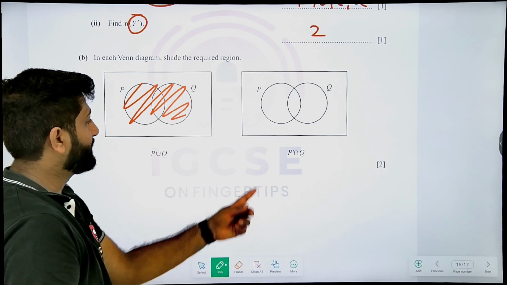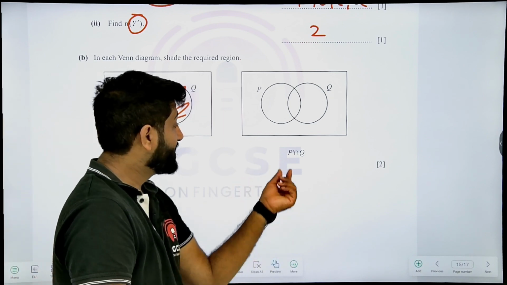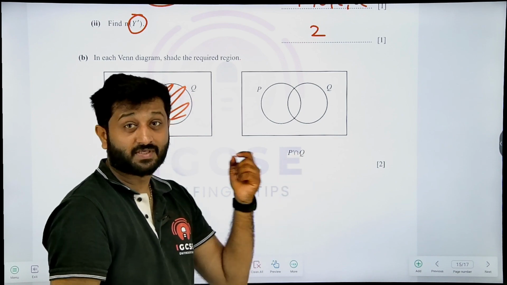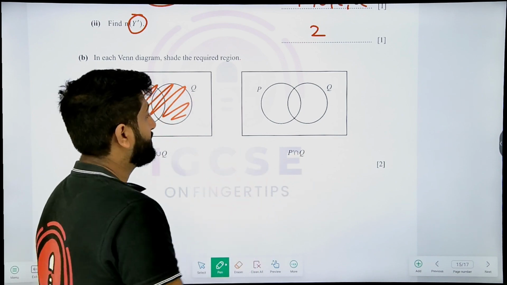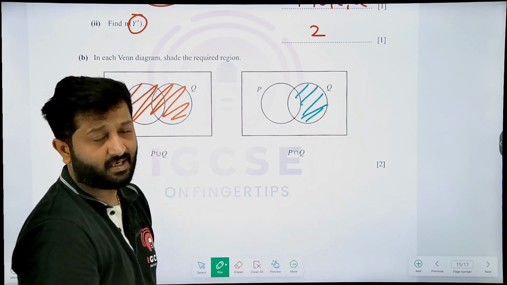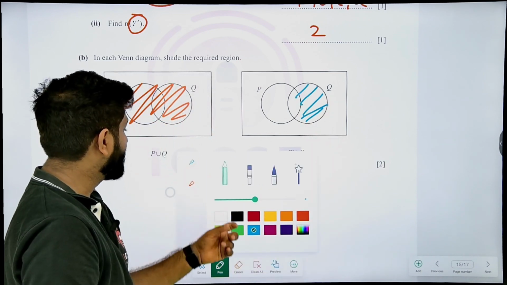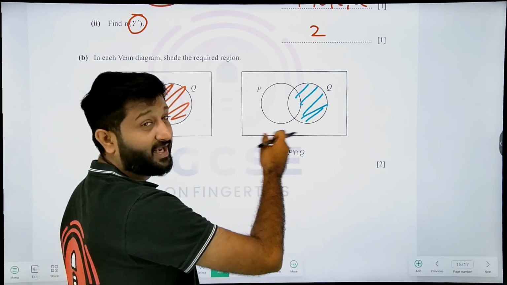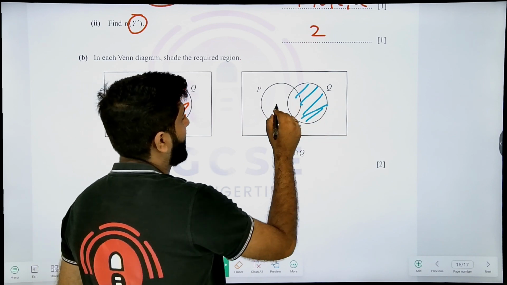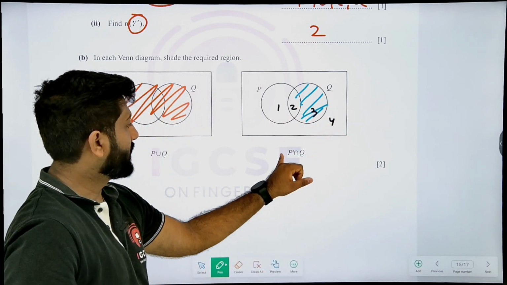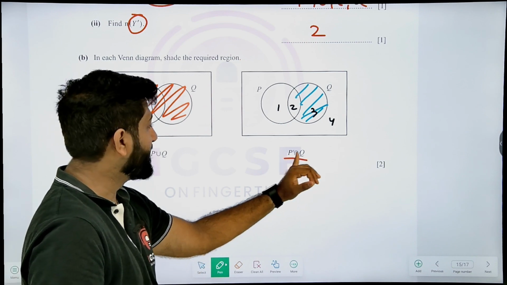Then I have to shade P dash intersection Q, which means something that is not a part of P but a part of Q, which means only this region. Right? Guys, if you do not know how to shade, I have a small trick. You just write down any numbers in the Venn diagram. Let's say I've written 1, 2, 3 and 4. So now I'll plot this. I'll first find P dash and Q.